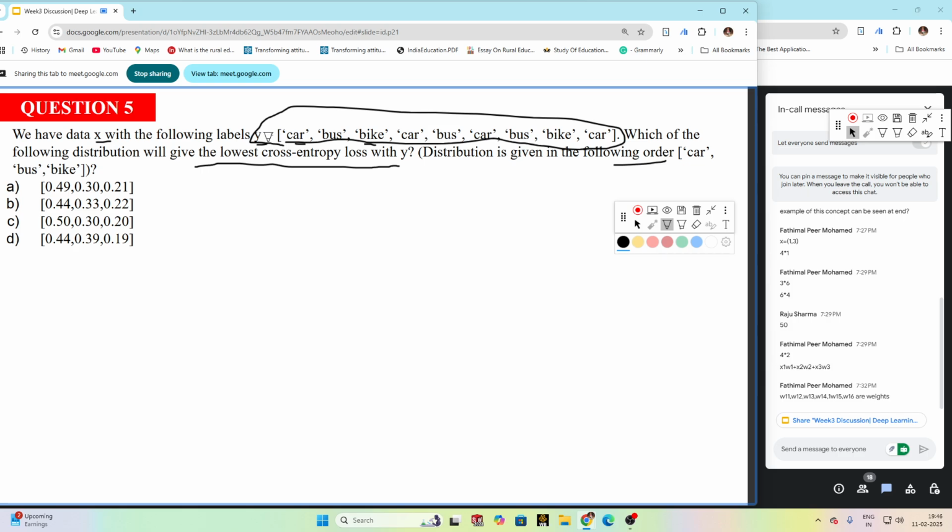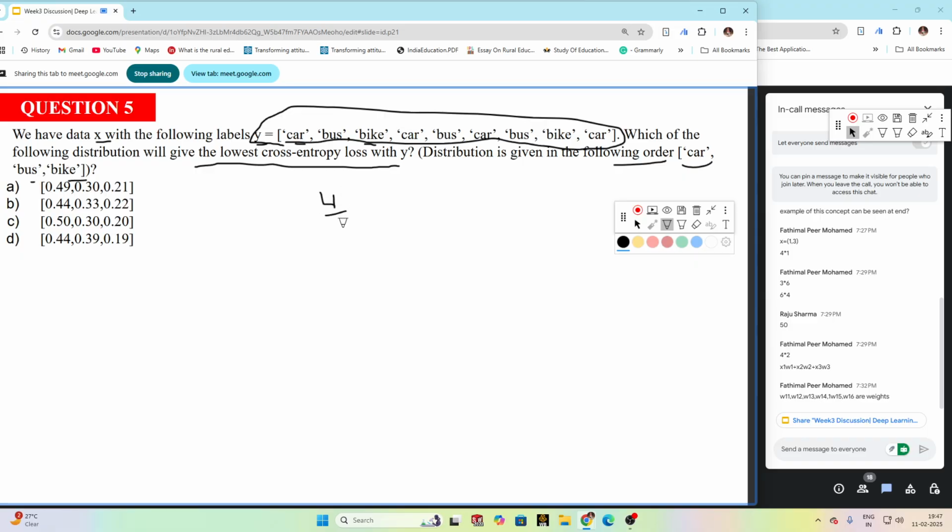If this is the true output, then we can find the probability of car, bus and bike in the true labels. Whatever we find will be equal to the predicted label, and then only will we have the lowest cross entropy loss. There are 9 data points, and out of 9, how many are car? 1, 2, 3, 4. Four.